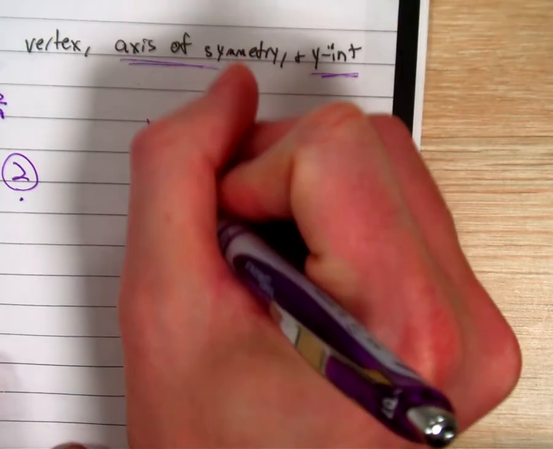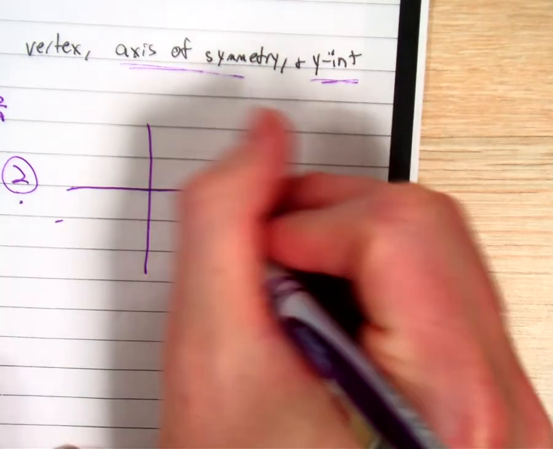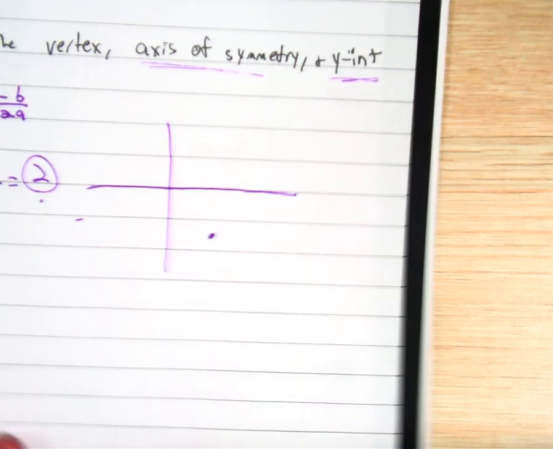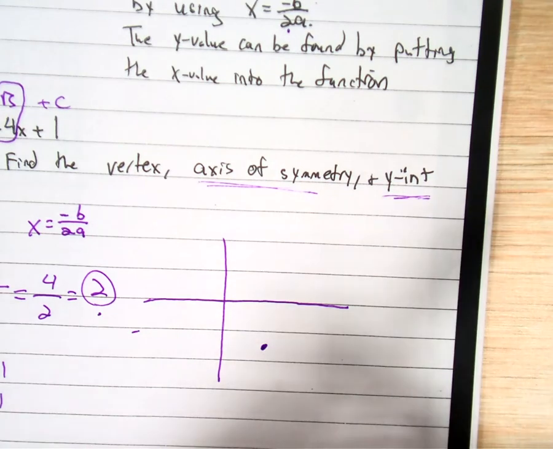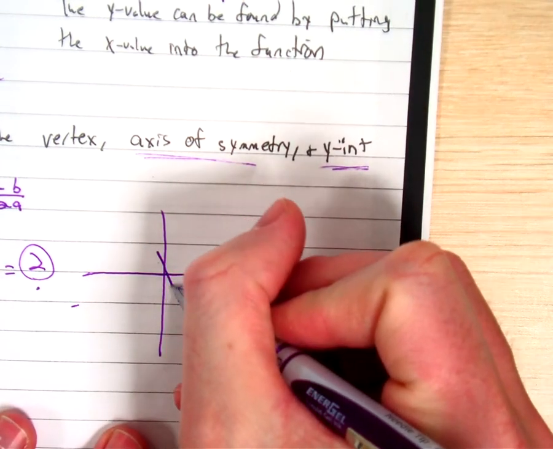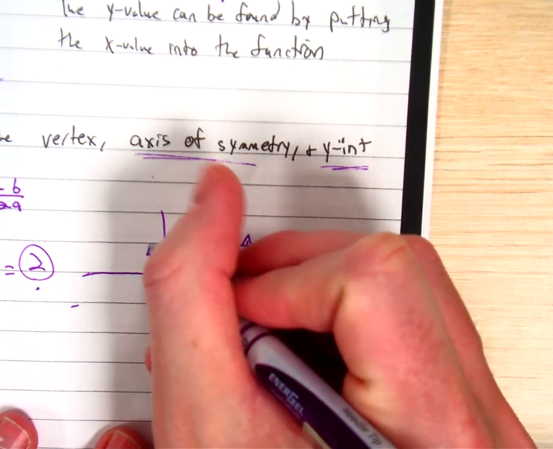So let's think about this. 2 comma negative 3, we're down here somewhere. It's going to be opening up. We'll talk about how I know that in a little bit. It's going to be kind of going like this. Something like that.